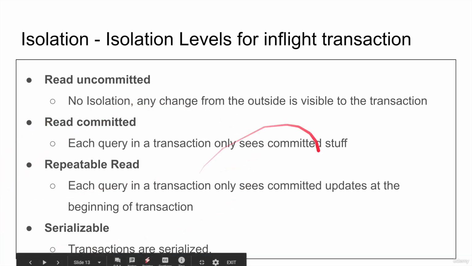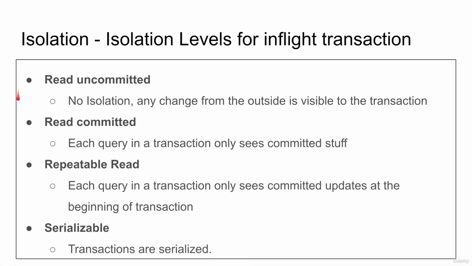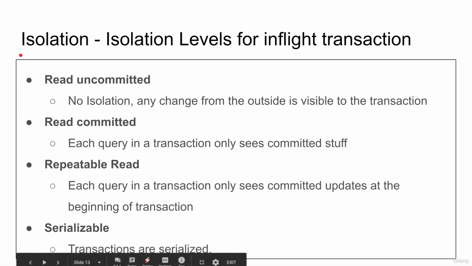Serializable is the easiest way to implement and the slowest. And the performance goes down with every level of isolation. So think of it as a chart, right? This is no isolation. This is the highest isolation level, okay? But this is the fastest thing. This is the slowest thing.